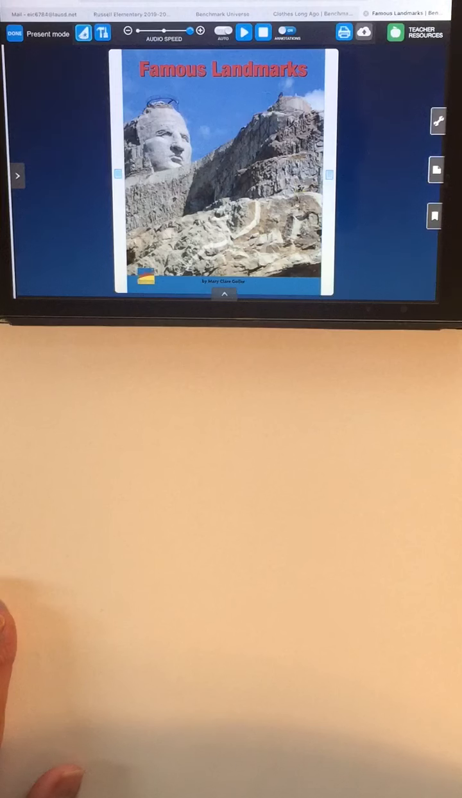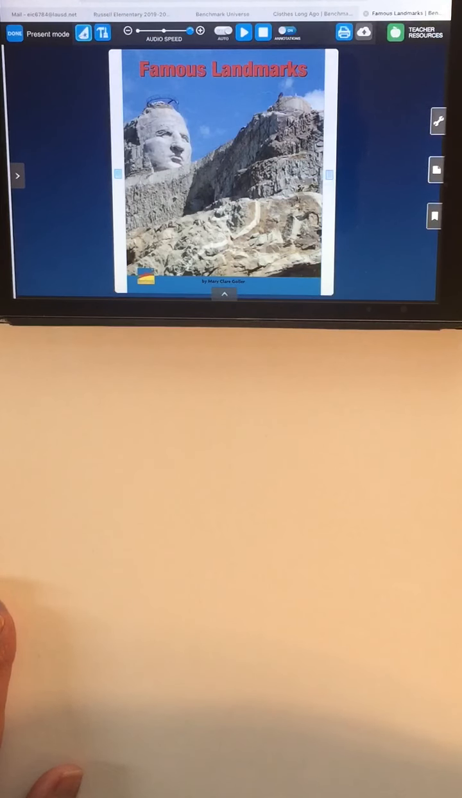Number 1, we read the title. Number 2, we look at the pictures. Number 3, we predict. What do we think this book is going to talk about? We can look inside, look at the pictures. Number 4, we ask ourselves, what type of book is this? Is it fiction or nonfiction?